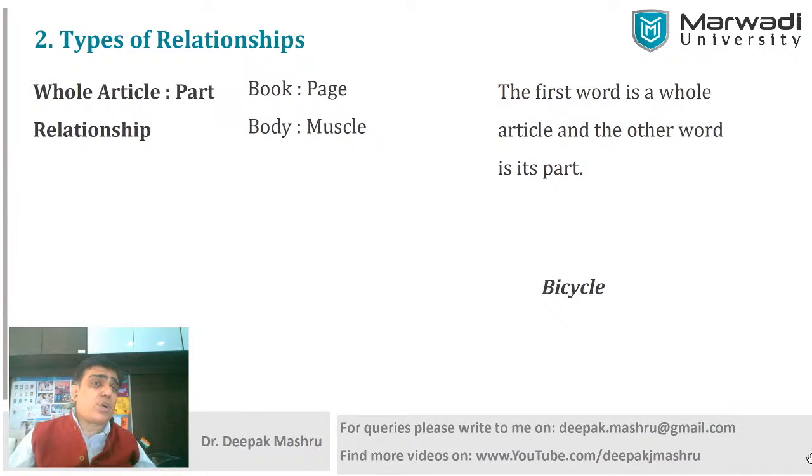Now look at this. The first word is book. Book is a whole. The one part of a book is page.